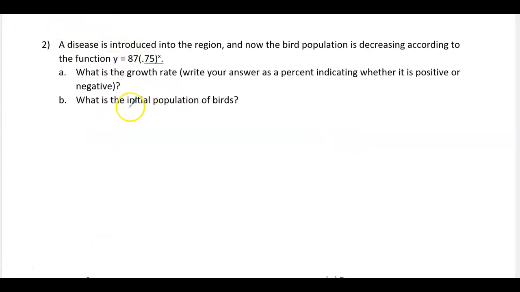Next question is asking us, what's the initial population of birds? How many were there to begin with? That's just the number in front, so that's nice and quick and easy. There were 87 birds, apparently. All right, let's go ahead and move on to our next set.